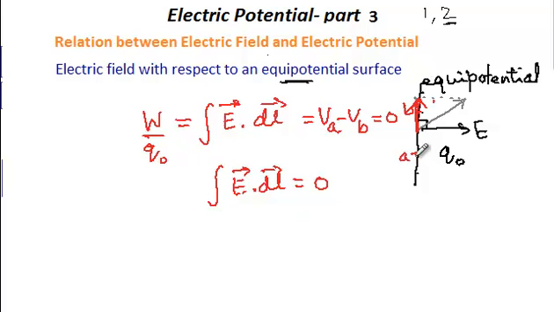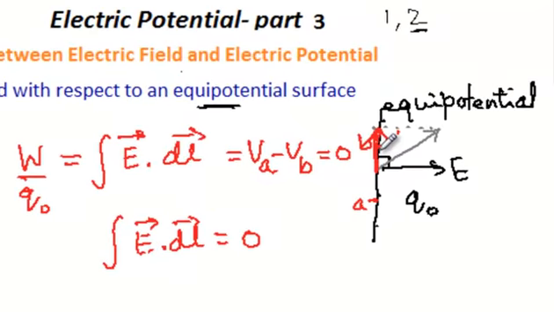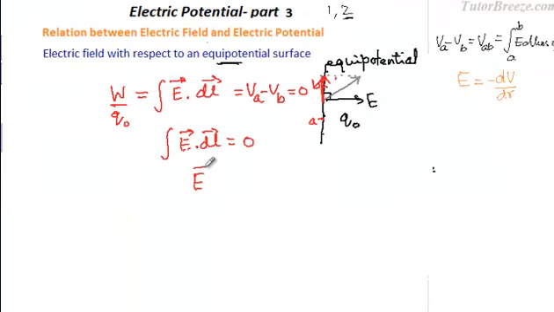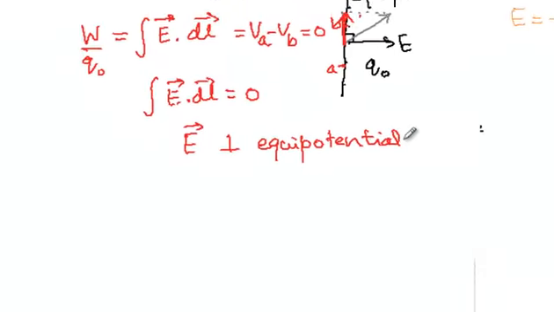So if you move the charge from A to B, the work done can't be 0, because E dot dl is not going to be 0. You have an electric field in this direction. But according to this formula that we've used, since the potential is the same, this work done should be 0. So this means that the electric field must be perpendicular to the equipotential surface at all points of the equipotential surface.